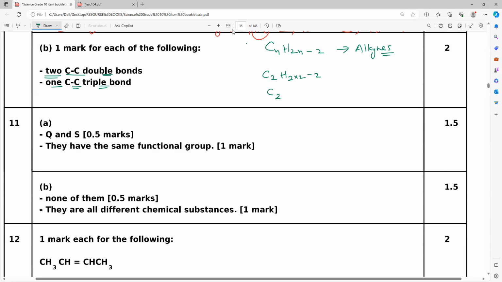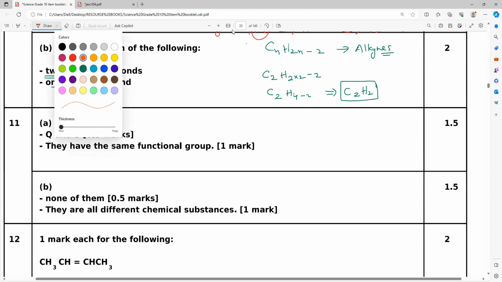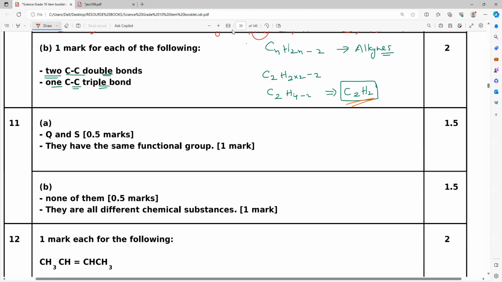So what will happen, everybody? C2H4 minus 2, which equals what? Respond, everybody. C2. Speak loudly. C2H2. Right? Yes or no? Do all of you understand? C2H2. So now they are asking how many triple bonds and how many double bonds are possibly in this.